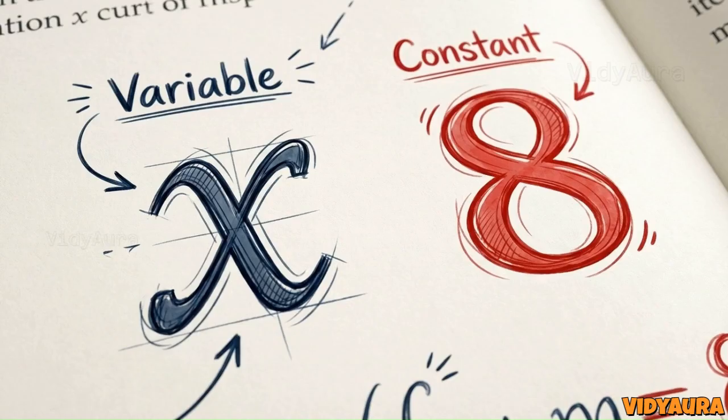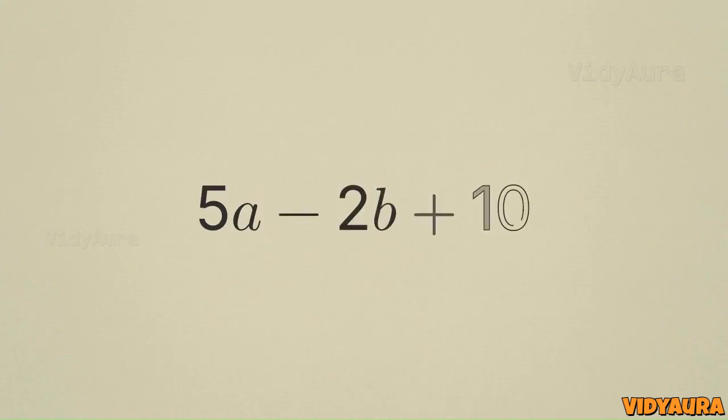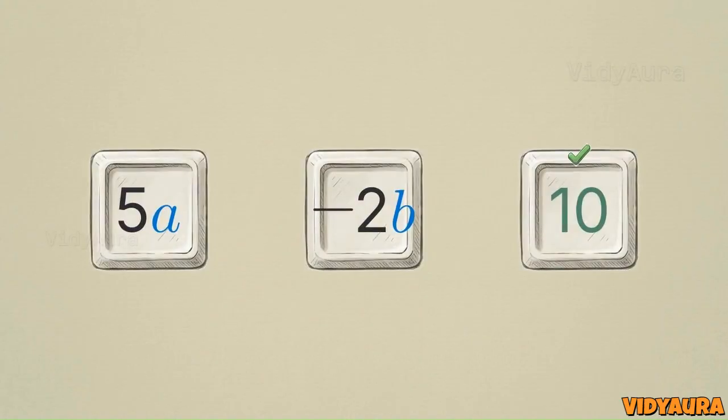Within these expressions, variables are the letters representing unknown values, while constants are the fixed numbers that do not change. In 5a minus 2b plus 10, the variables a and b are highlighted blue. 10 is our constant, tagged green. The expression splits into distinct chunks called terms. The numerical factor multiplying a variable is a coefficient, here 5 and -2.